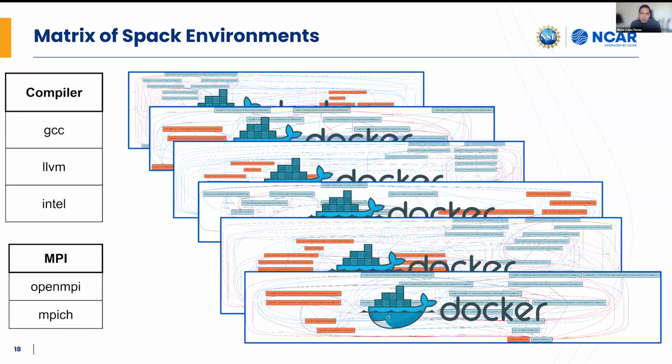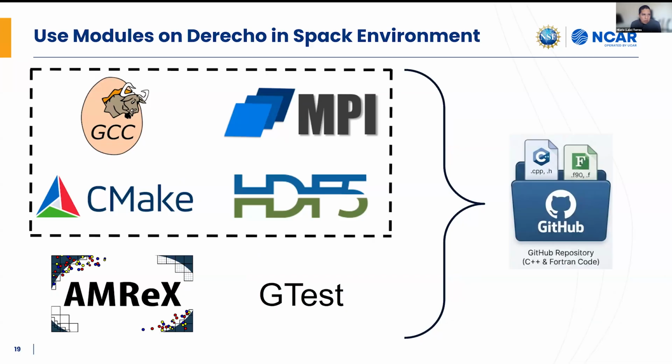So I'm just going to go back to bare metal for a second and get out of container world. At NCAR, we have everyone on our projects basically running on Derecho, which already has a lot of this stuff installed. So you don't want to reinstall MPI on Derecho. You don't want to reinstall compilers if you don't have to. CMake is there, HDF5 is there, and we just want to use the stuff that's already installed on the machine. But for instance, there is no AMReX module or there is no GTest module.